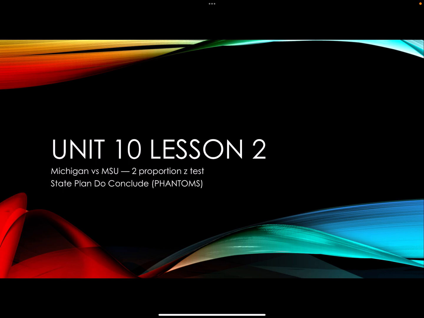Unit 10, Lesson 2. This is Michigan versus Michigan State. We are going to discuss a two-proportion z-test today. There's two methods, the state plan do, conclude, which includes PHANTOMS, and we'll discuss what the acronym PHANTOMS is in just a moment.